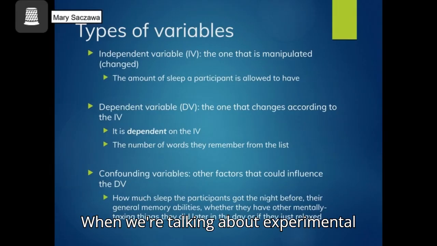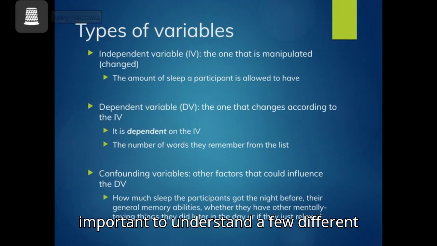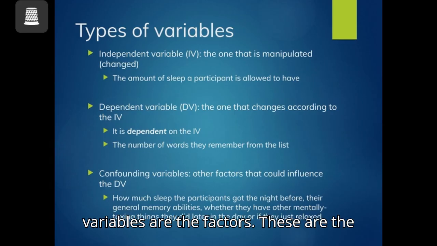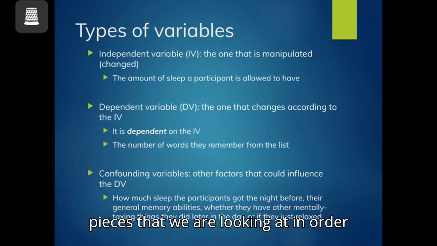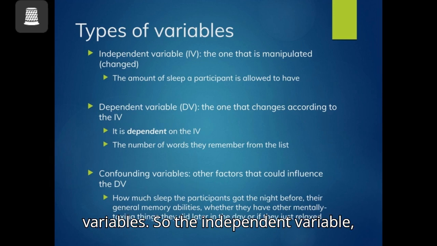When we're talking about experimental studies particularly, it's really important to understand a few different terms. These are the types of variables that we're looking at. Variables are the factors, the pieces that we are looking at in order to test our hypothesis. So we have a few different types of variables.